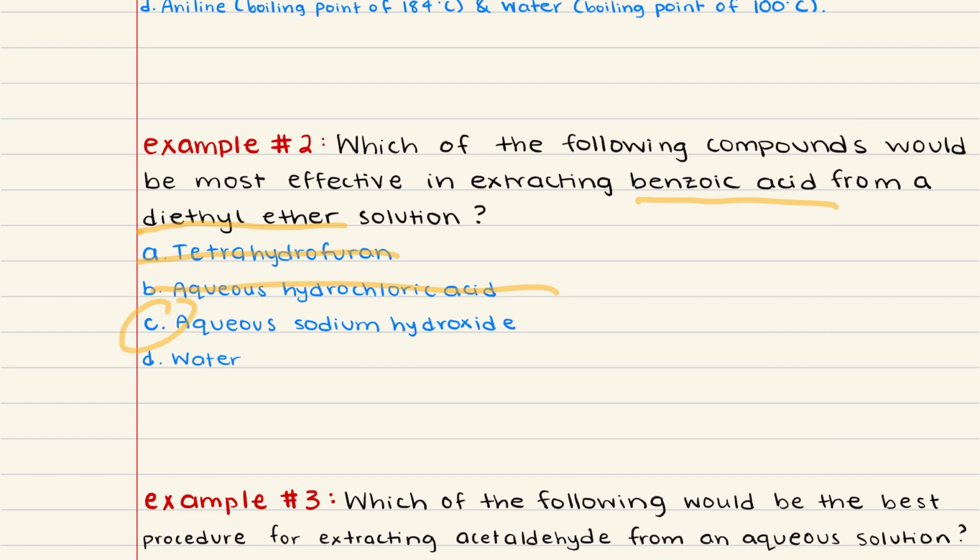Let's still work through D. D is plain water. And while water is polar, it's not basic enough to deprotonate benzoic acid. That means most of the benzoic acid would actually remain in the organic layer, so water wouldn't be effective here. Once again, the best answer is C, aqueous sodium hydroxide, because it converts benzoic acid into its water-soluble conjugate base, and it allows for effective extraction into the aqueous layer.